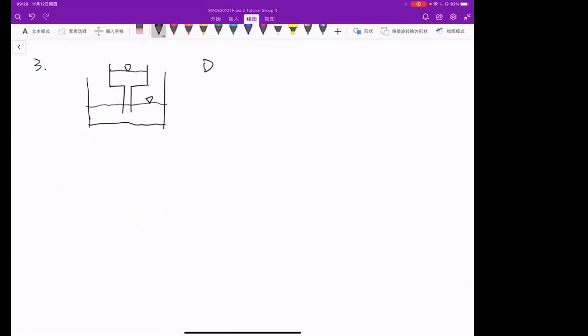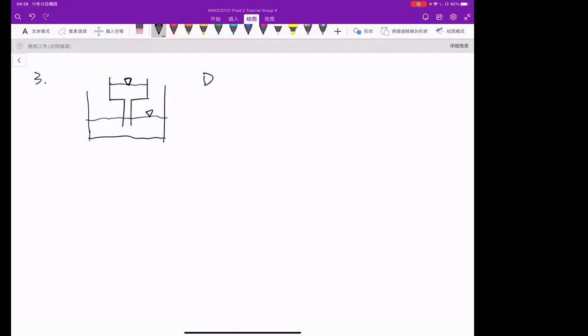The diameter. So this part is 0.5 meter. This part is 0.4 meter. This part is 1 meter. The diameter equals 2 millimeter. Yes, 2 millimeter. Density 789 kilogram per cubic meter. Mu equals 0.012 Newton second per square meter.